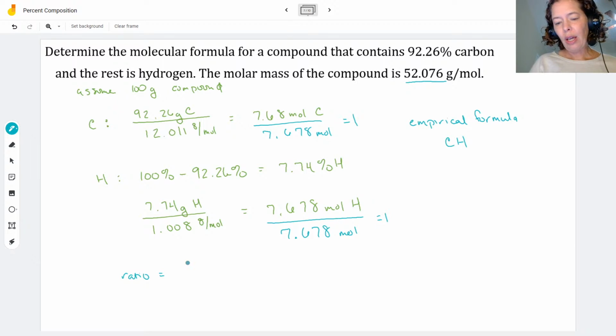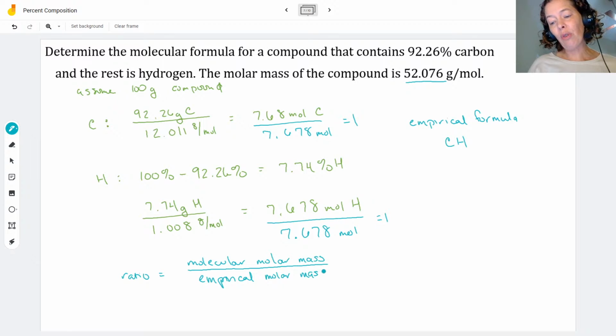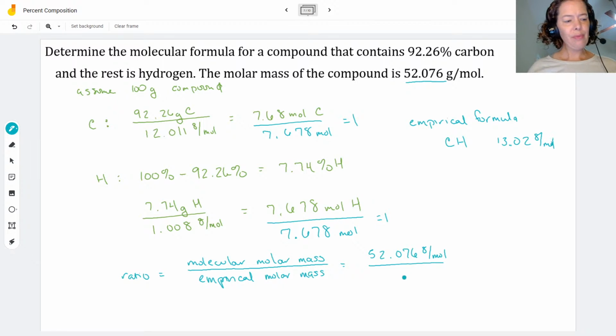What you're going to do is the molecular molar mass divided by your empirical molar mass. And again, you're looking for a whole number. So let's put these in. Our molecular formula molar mass, they gave it to us. That is 52.076 grams per mole. Our empirical molar mass, we calculate from our empirical formula. This is actually 13.02 grams per mole. So that is going to go in my denominator. And when you do this calculation, this is going to give you approximately 4. We're looking for a whole number ratio, which means my molecular formula is C4H4.